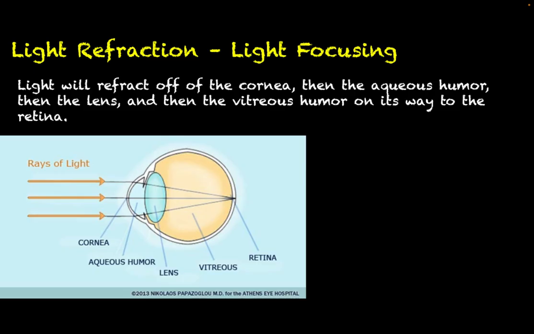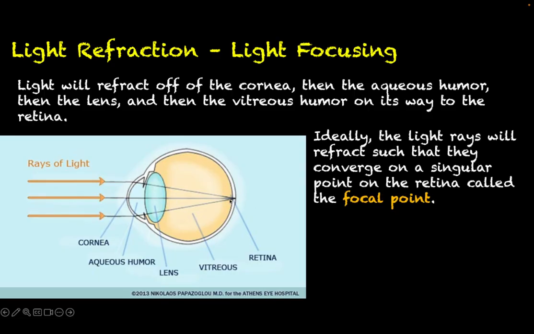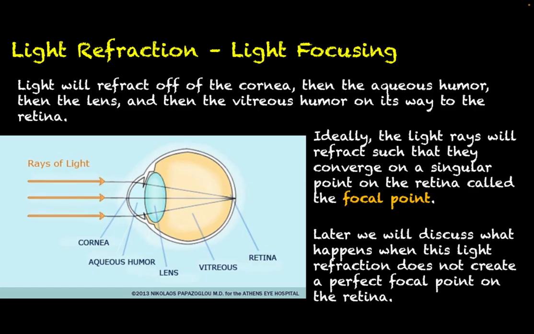So the idea here is that rays of light which enter into the anterior part of the eye are going to be bent or refracted off of the cornea, the aqueous humor, the lens, the vitreous humor on its way to the retina. And what we are ideally trying to get to happen here is those light rays will all be bent in such a way that the light rays will converge onto a singular focal point right on top of that retina. If we can get that to occur properly, that's going to be how we get clear, crisp 20/20 vision.